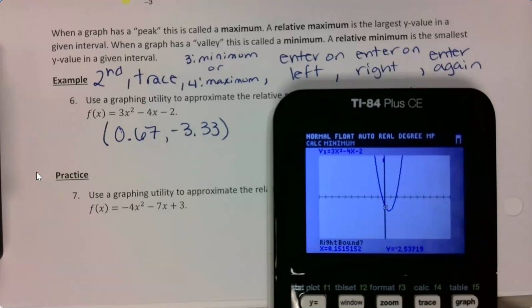Then I want to move it till it's on the right side because now on the bottom it says right bound. I press enter. It doesn't matter where I am on the right side, just that I'm somewhere there. And then it wants me to guess. You just press enter a third time. And once it says the word minimum, that's my answer. Or maximum, if I'm looking for a maximum.